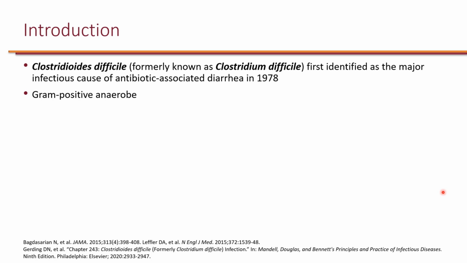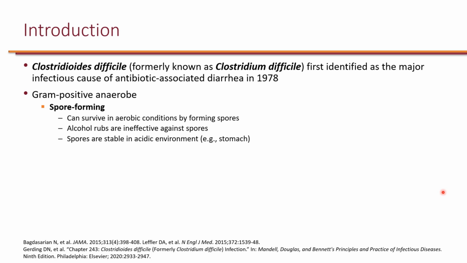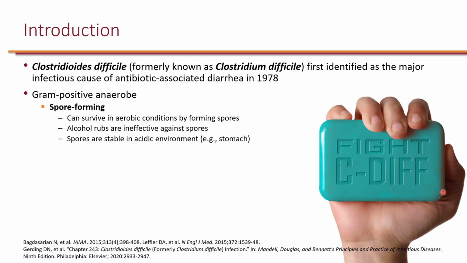C. diff is a gram-positive anaerobe, and it has two important characteristics. The first one is that it's spore-forming. It can survive in aerobic conditions by forming spores, and alcohol rubs are ineffective against spores, which makes washing hands with soap and water extremely important. Spores are stable in acidic environments as well, such as the stomach.